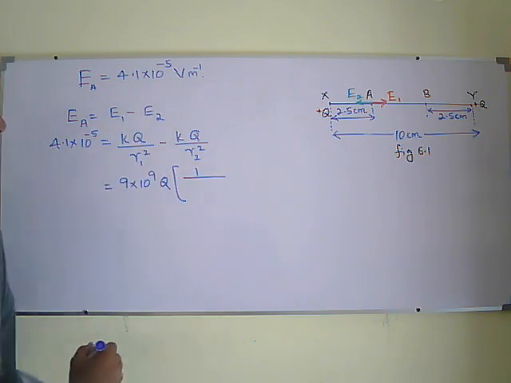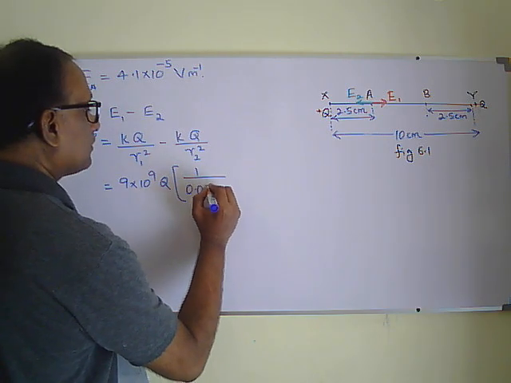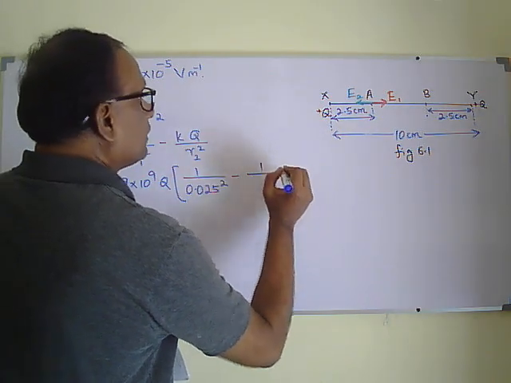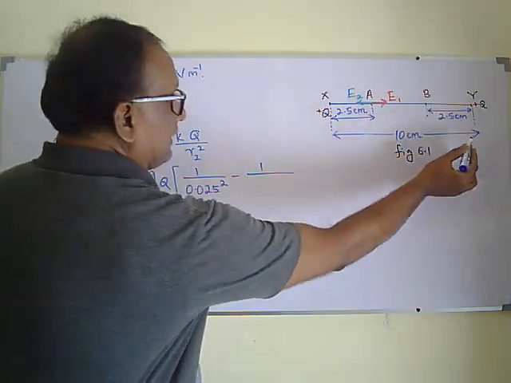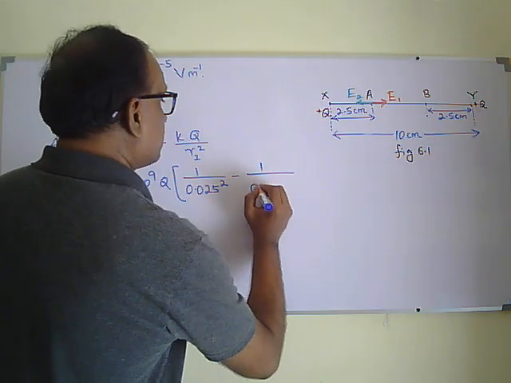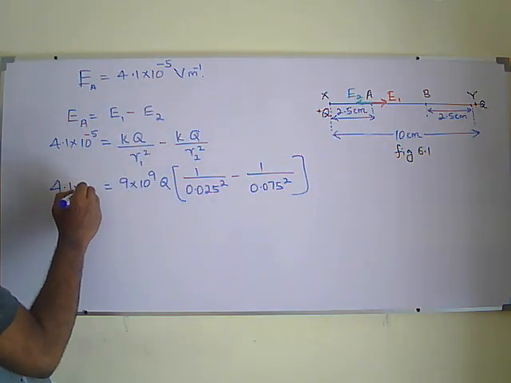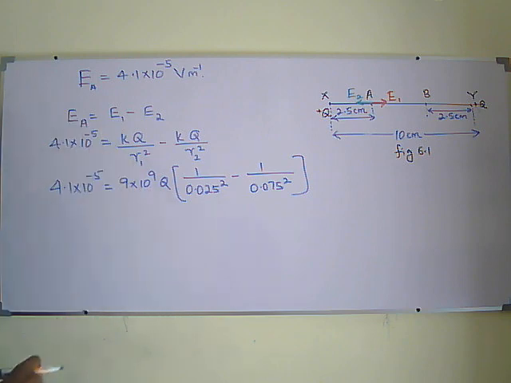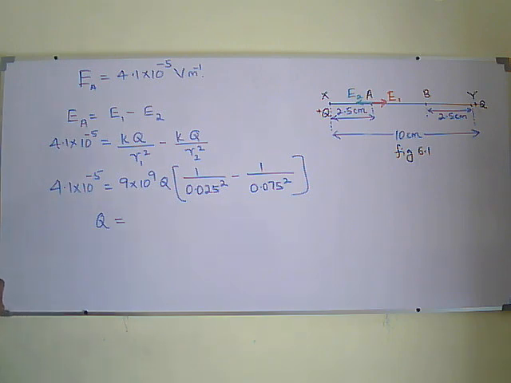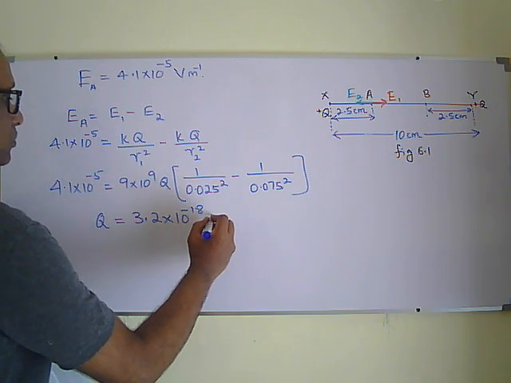1 over R1 is 2.5 centimeter. Convert to meter: 0.025, all things squared, minus 1 over the distance of A from Y, which is 10 minus 2.5, that will be 7.5. So 0.075 squared, that is equal to 4.1 × 10 to the power minus 5. Solve it and get the unknown Q. So you will get the answer for Q, that is equal to 3.2 × 10 to the power minus 18 coulomb.